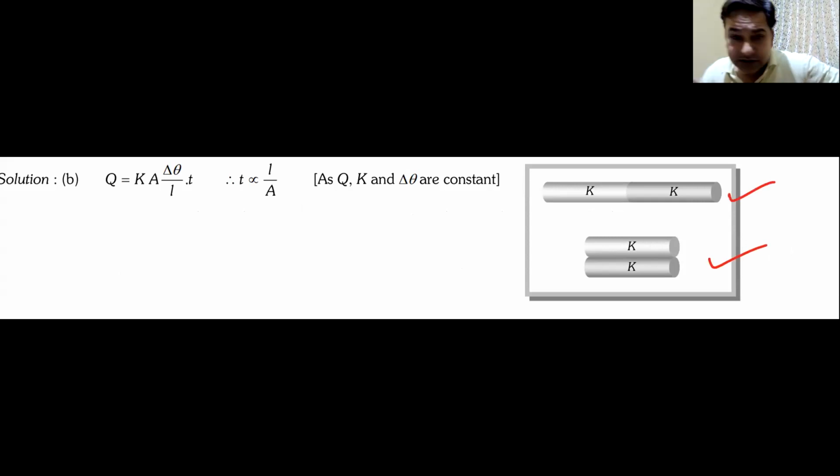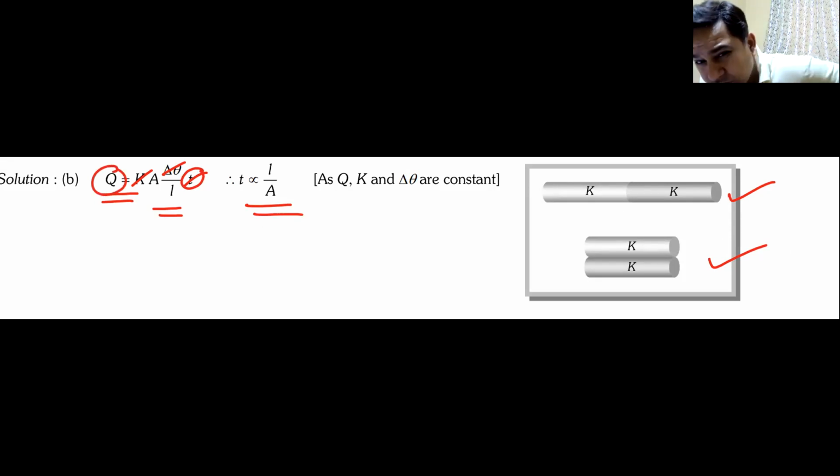In the second case, they were put in parallel. So if I see the formula for heat current, K is a constant, T we have to find out. So I have cut it. Delta theta, the change in temperature, is constant. So I can write that the time is directly proportional to L by A, because Q, the same amount of heat, has to be transferred. So time is proportional to L by A. Do we understand this? Yes, sir.